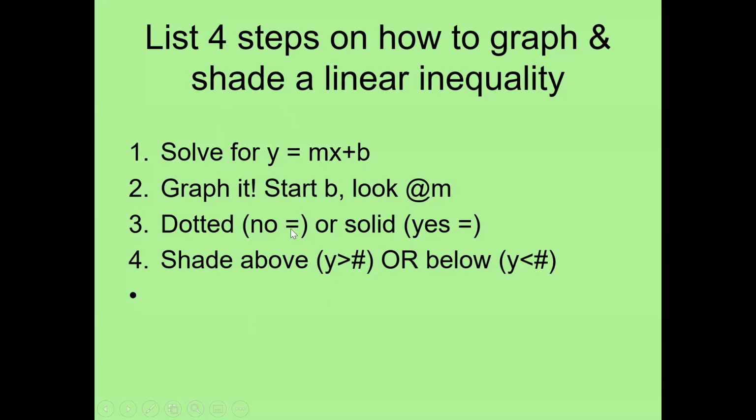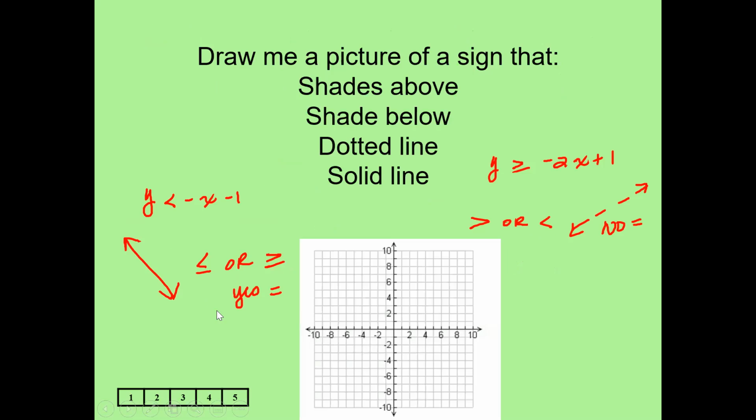If there is no equal sign, then it is a dotted line. However, if there is an equal sign, it is a solid line. If you have the inequality eating the letter y, you shade above. And if you have the inequality eating the other number that's not the letter y, then you shade below. So these are the 4 different steps for that.